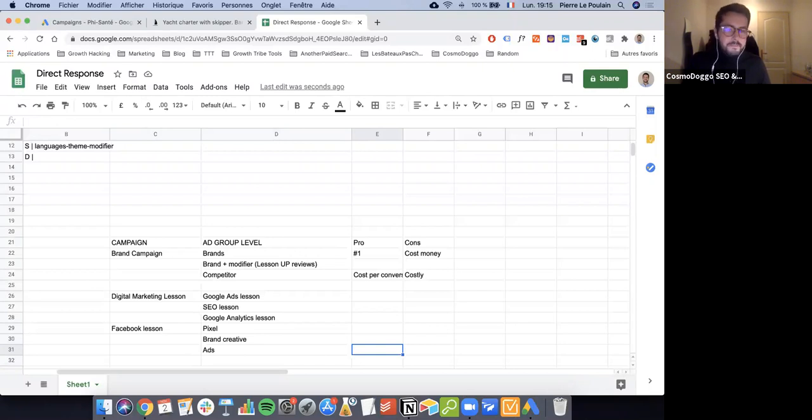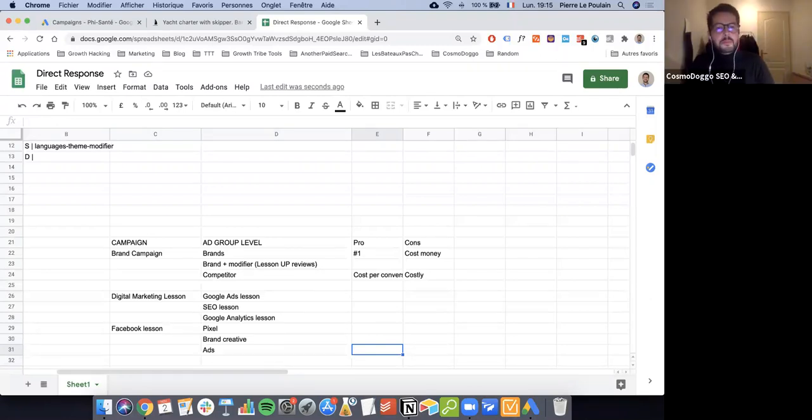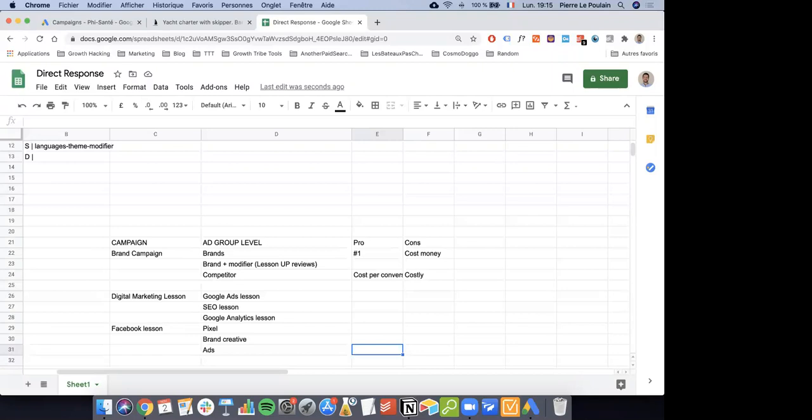Would the rule of thumb be that the more specific you can be, the better? The rule of thumb would be, if you have one landing page for these specific services, create one ad group for these services. I see. Okay.